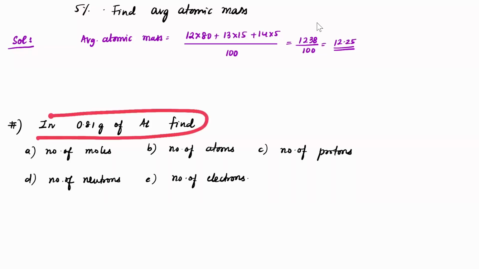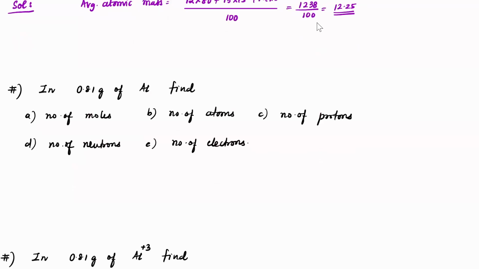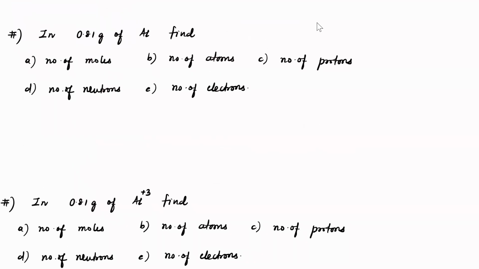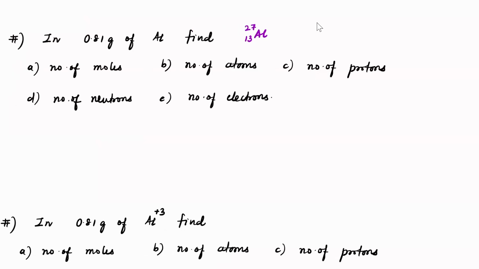0.81 grams of aluminum is given. I need to find out how many moles it has, how many atoms it has, how many protons, how many neutrons, how many electrons. Is the question clear? I can help you with the representation of aluminum. Aluminum is 27 and 13. This is the representation of aluminum. So using this particular representation and the data, you have to answer all of this. All right, so try it out. Give me an answer.